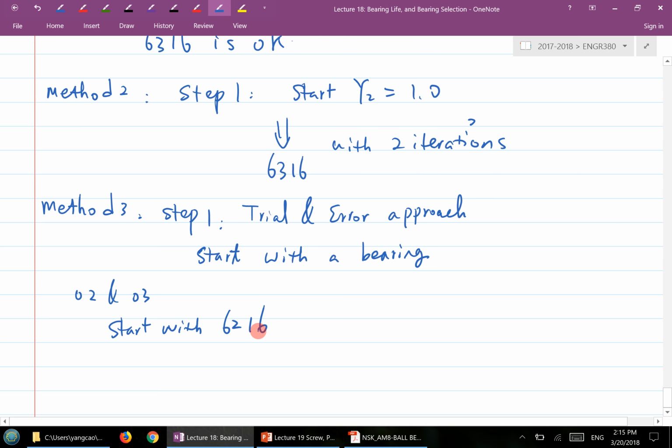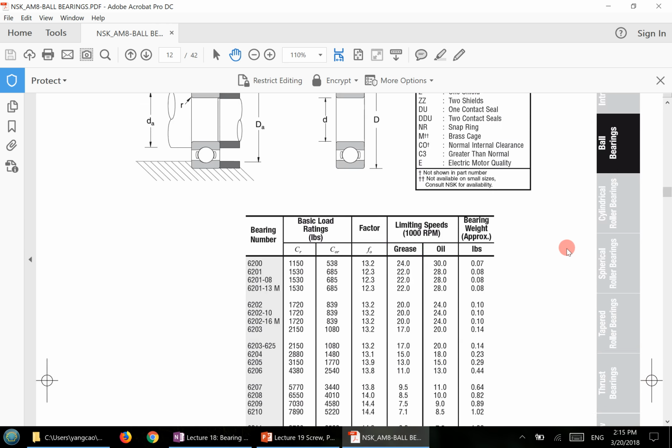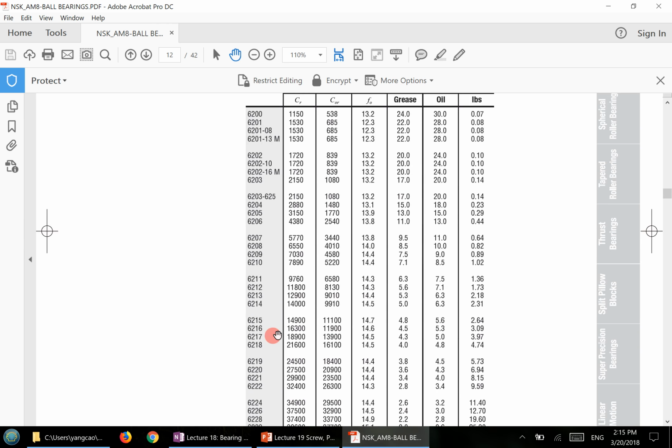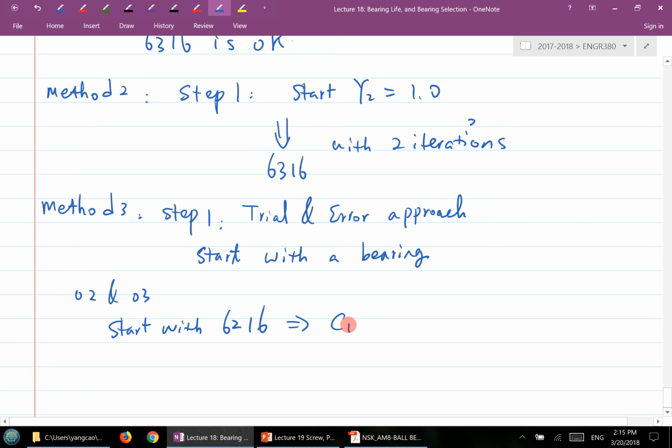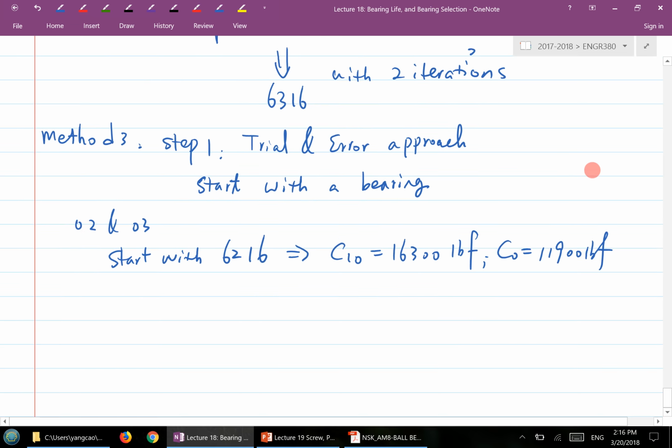If I start with 6216, we can take a look at the catalog. For 6216, you have this much C10 and C0: a C10 of 16,300 pound-force, and C0 is 11,900 pound-force. So that's 6216 here.